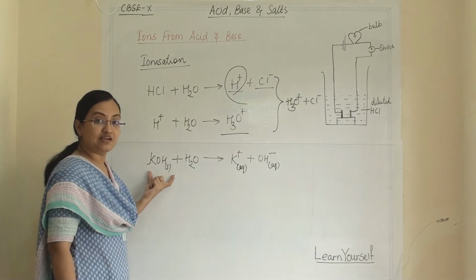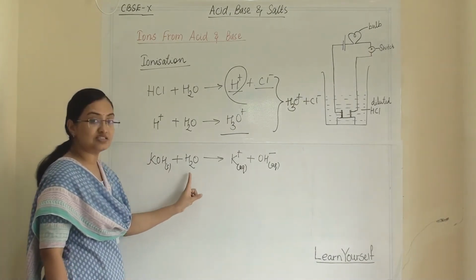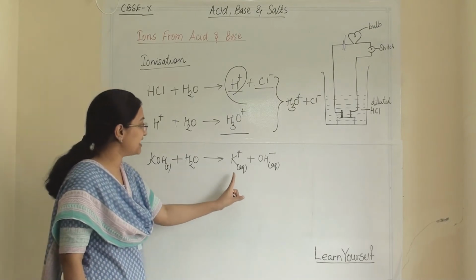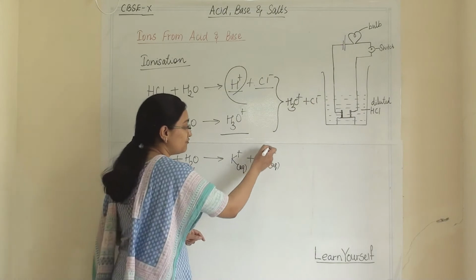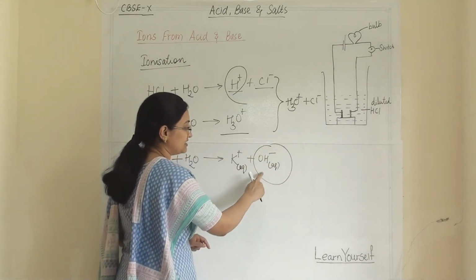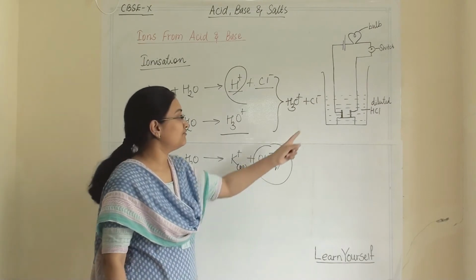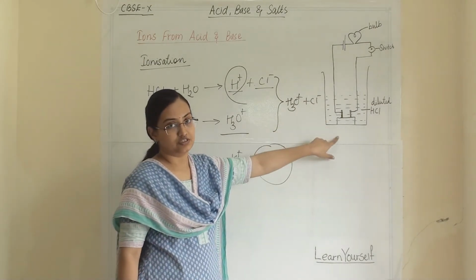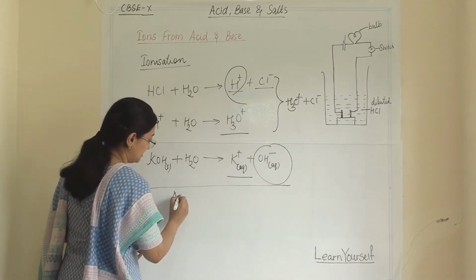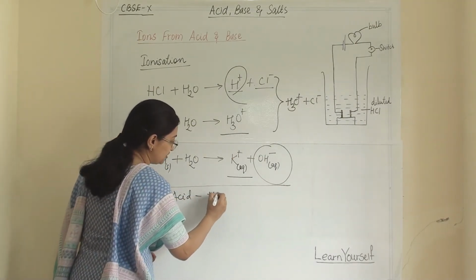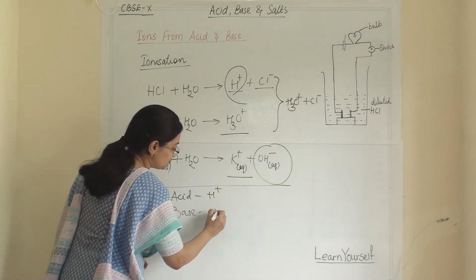When we take a base, for example calcium hydroxide, and it reacts with water, we get Ca plus and OH minus. In the case of a base, this OH minus and the positive ion will be responsible for the passage of electricity. Now, in acid, H plus will be there, and in base, OH minus will be there.